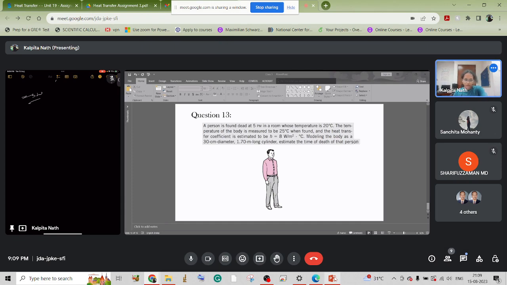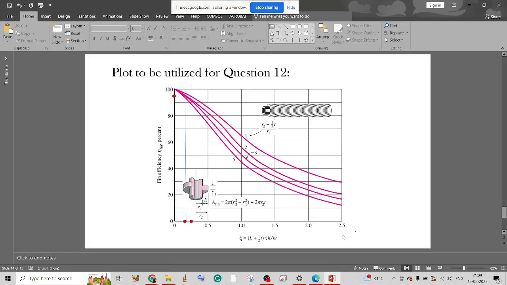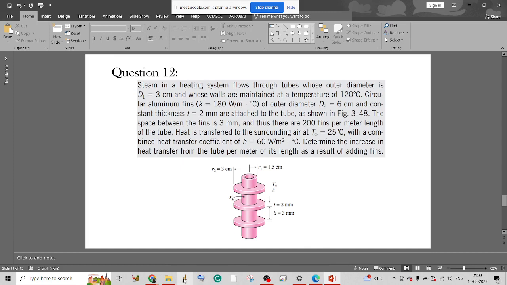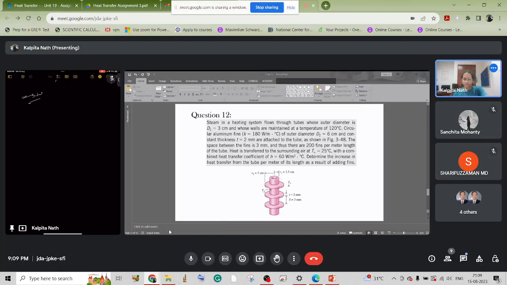Let me open the previous question first for others to refer to. I don't know who has solved, but let us solve that one first. So for this, the circular aluminum fins are to be attached to the tubes of the heating system. This will increase the heat transfer, obviously. The assumptions here are steady operating conditions, a uniform heat transfer coefficient for the entire fin surface, constant thermal conductivity, and negligible heat transfer by radiation.